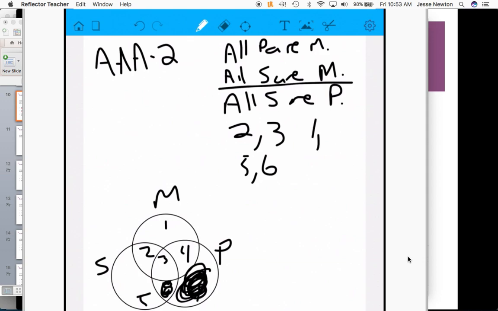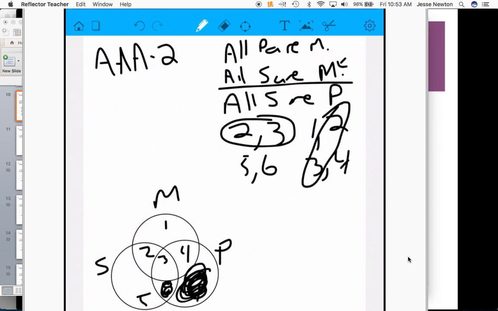It's 1. We're looking at this right here, M. All S are M: 1, 2, 3, 4. Locate the regions of overlap, which are 2 and 3. Scribble out the 4, scribble out the 1. We're saying all are in 2 and 3, which means none are in 5. And we've already canceled out 6, so we don't need to worry about that.